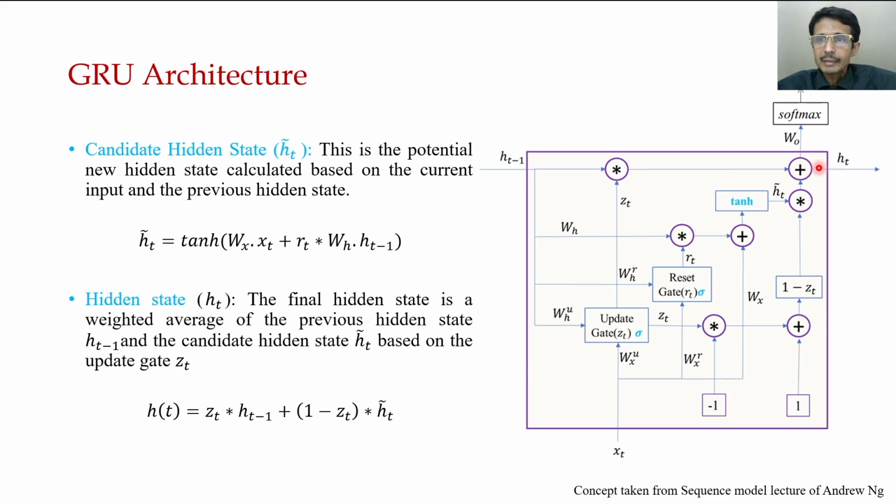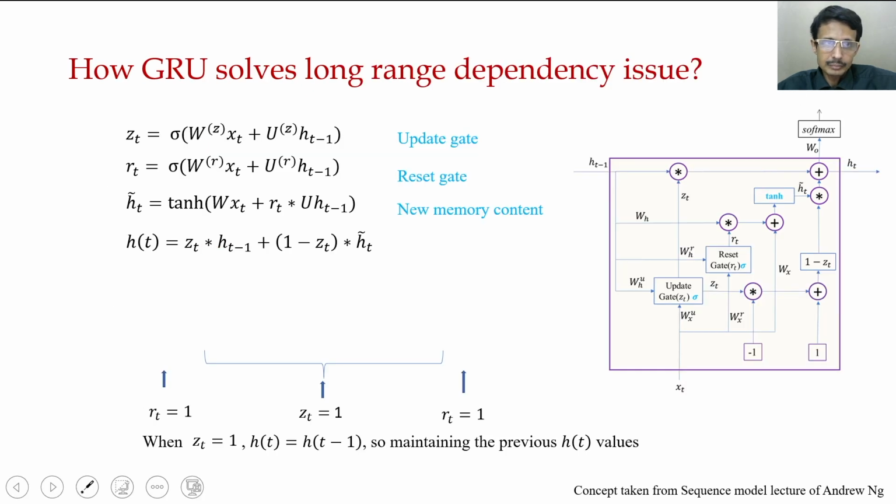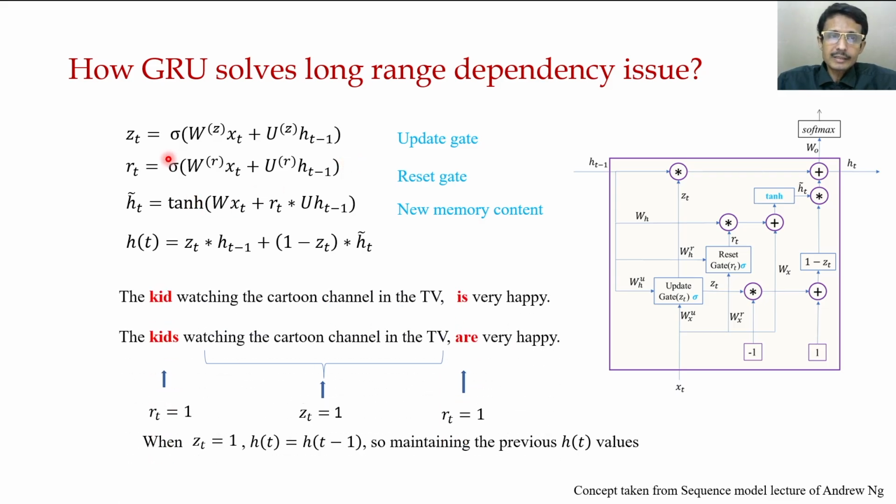Then, ultimately, when we get this h t, we can apply W to h t and put a softmax to get the output y t. Here we can see that z t is the update gate, r t, which we have discussed, is the reset gate, and h tilde is the new memory content, and h t is decided by this.